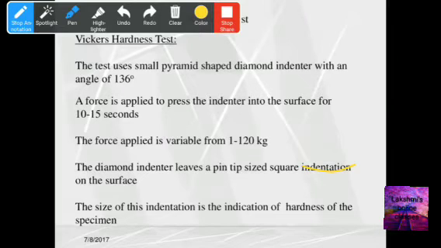So coming to the hardness, the Vickers hardness test. The test usually uses a small pyramid-shaped diamond indenter with an angle of 136 degrees. All of you just remember this angle. Therefore, you will be free with this theory, right? A force is applied to press the indenter into the surface for 10 to 15 seconds. The force applied is variable from 1 to 120 kgs. The diamond indenter leaves a pinpoint-sized square indentation on the surface. The size of this indentation is the indication of hardness of the specimen.